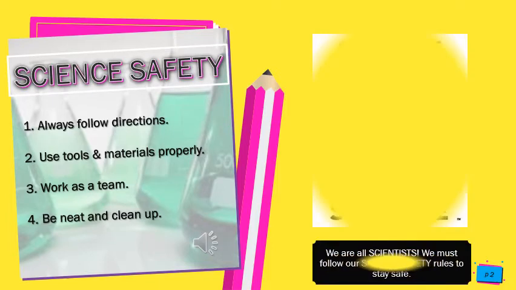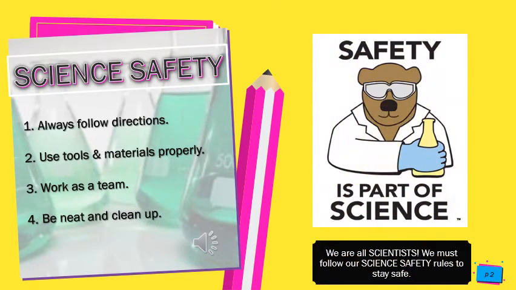Here are our science safety rules. 1. Always follow directions. 2. Use tools and materials properly. 3. Work as a team. 4. Be neat and clean up. We are all scientists and we must follow our science safety rules to stay safe.